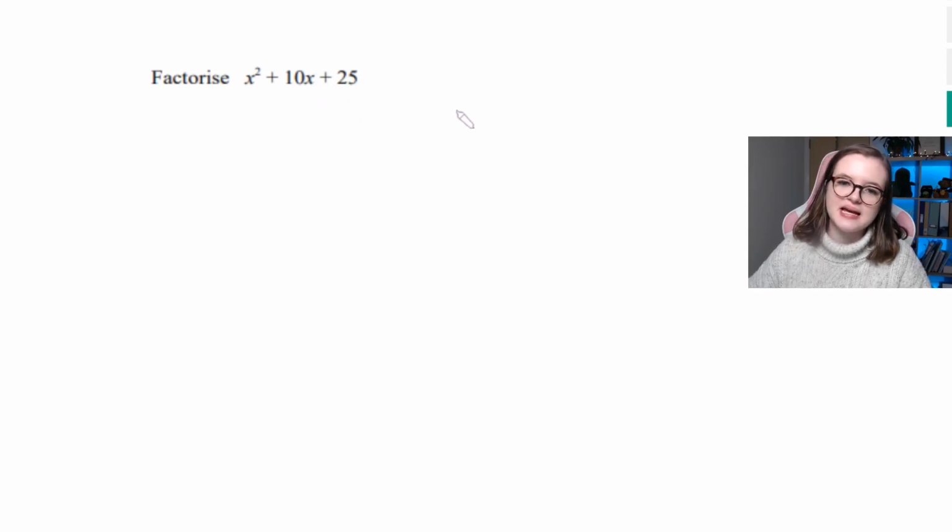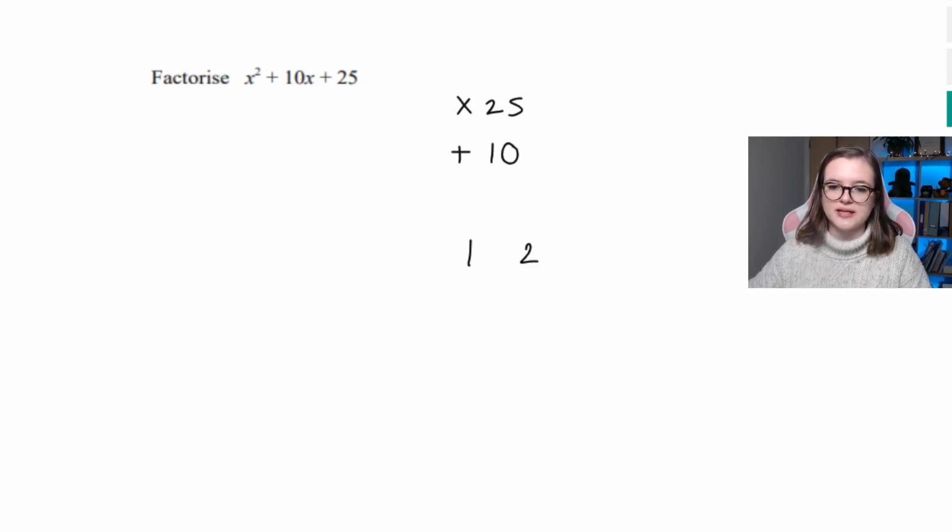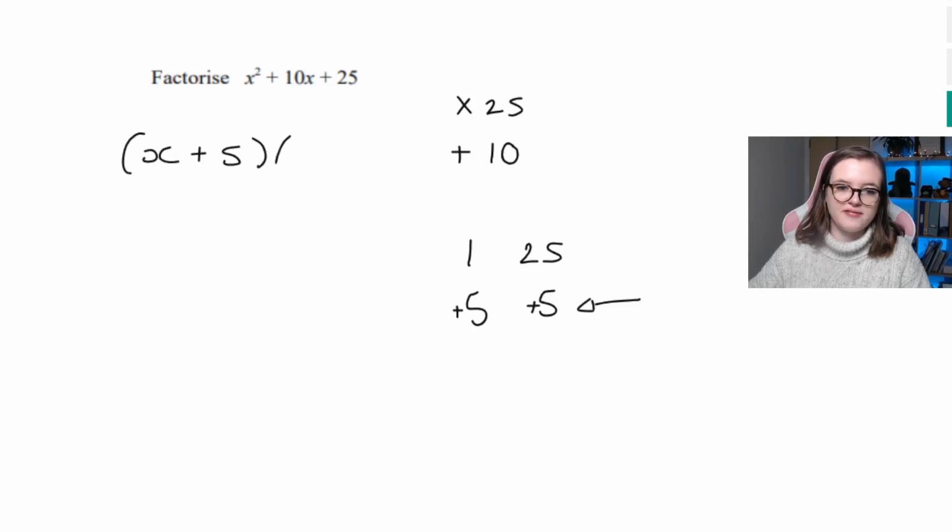So same thing here, times to get the last number, which is 25, and add to get the middle number, which in this case is 10, and then list your factor pairs of 25, so that's 1 and 25, and then just 5 and 5. And there we are, and then we're going to be using this one, right? Because 5 plus 5, that then gets us 10. And then put them into your brackets, x plus 5 and x plus 5. And there we have it.